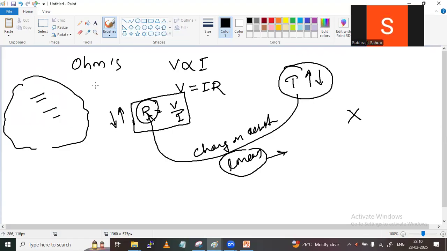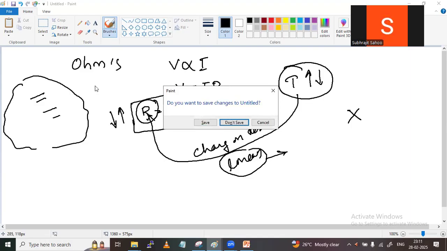We should know what those materials are. I will tell you slowly, but let me finish this part first: how it is working, how this electrical concept is used for measurement of temperature. Most important here, a beautiful circuit is used for this concept.